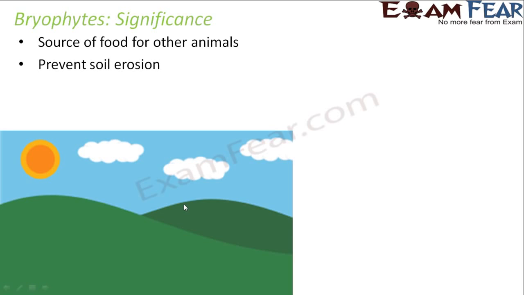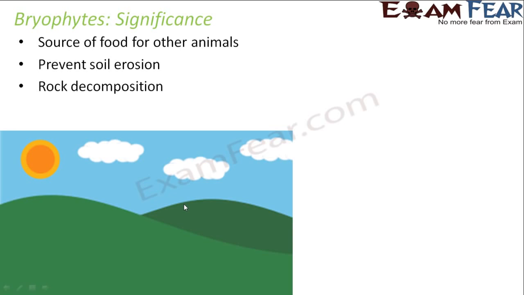Prevent soil erosion, as I said, because these plants are capable of holding soil by their extensive carpets. You don't see one or two plants like this. You will see over a vast stretch of land so many bryophytes growing. So they will actually hold the soil tight together and prevent soil erosion.